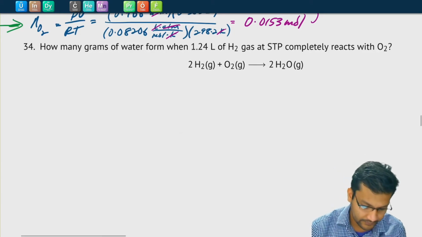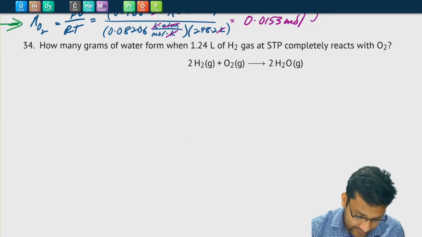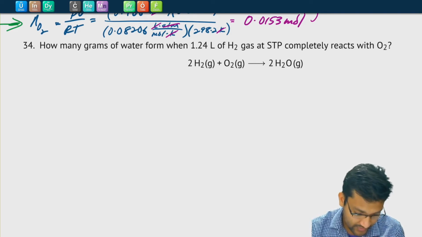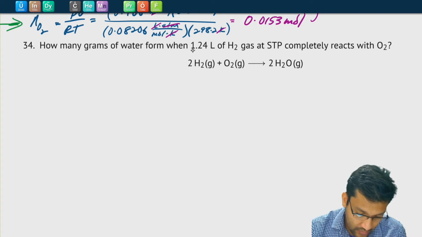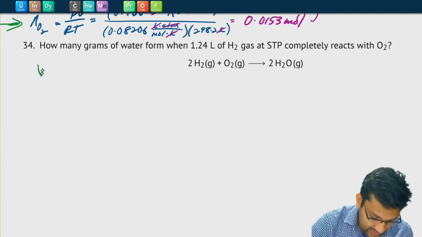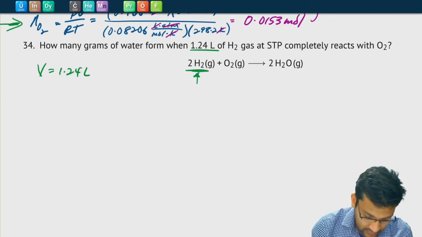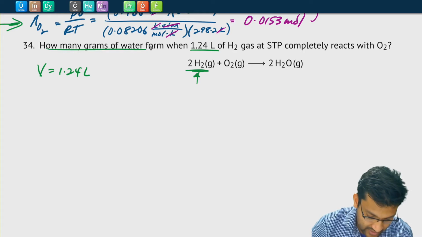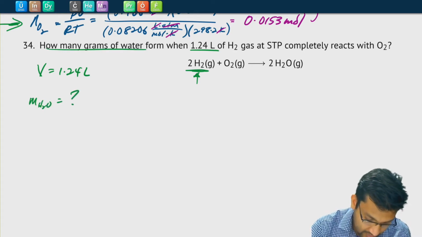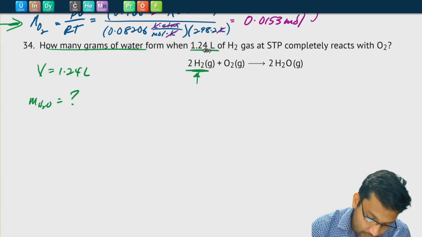Okay, here we have hydrogen reacting with oxygen to form water. And the question is, how many grams of water form when we have 1.24 liters of hydrogen gas? So there's our volume right away, 1.24 liters. The gas is hydrogen, so this is our known, and how many grams of water? So the mass of water is our unknown, right? We have 1.24 liters of hydrogen at STP.